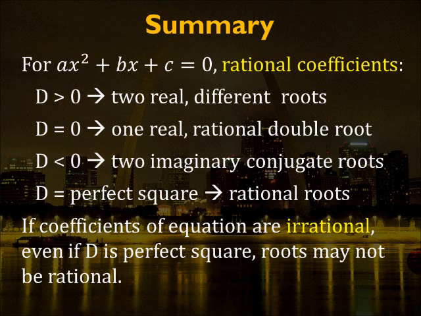If your discriminant is a perfect square, then it's going to have rational roots. And if your coefficients are irrational, like we had in example 5, even if your discriminant is a perfect square, this doesn't necessarily mean that the roots may be rational. Finally, we didn't cover this, but if you have an imaginary coefficient, you can throw all these rules out the window because none of them apply. This rule for the discriminant only applies for real coefficients.